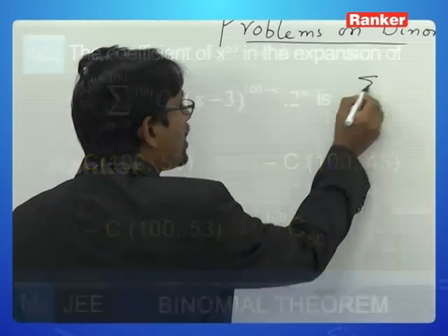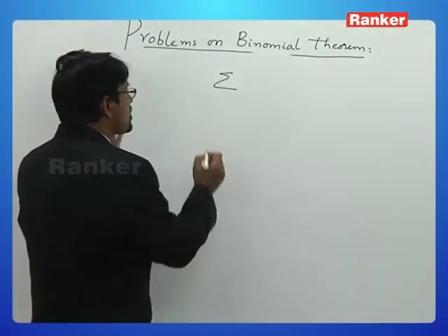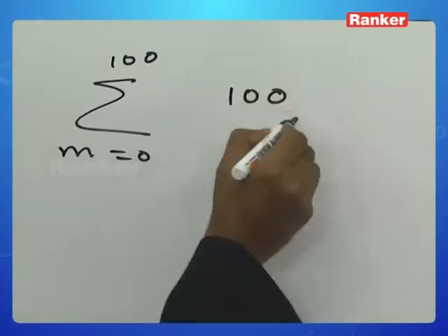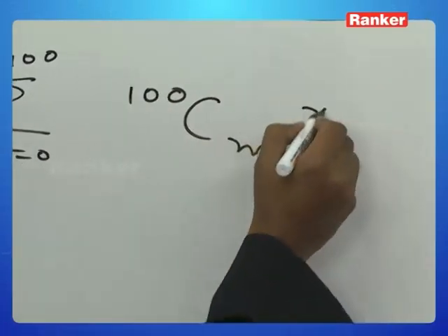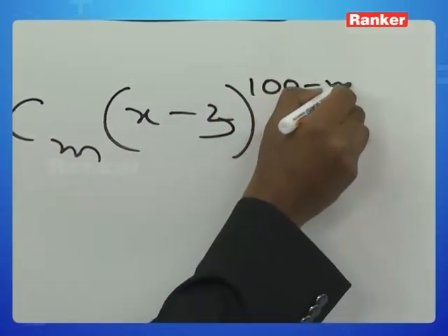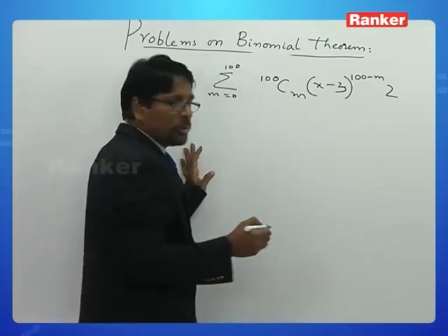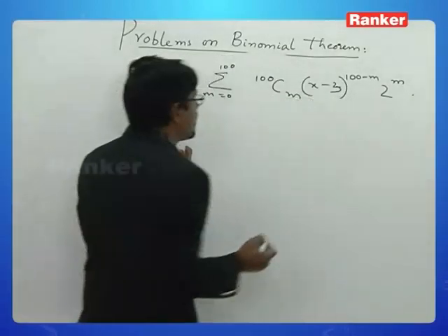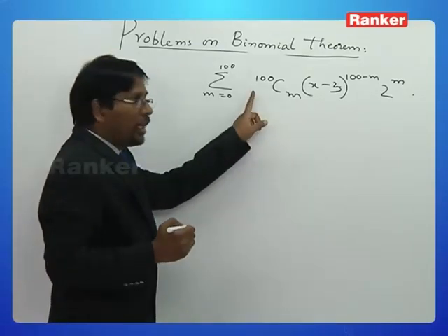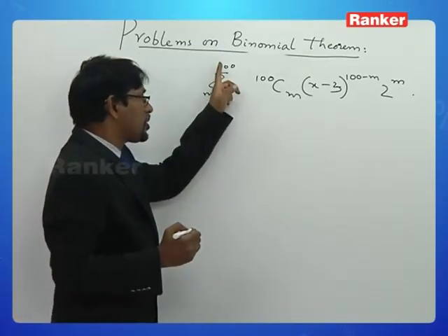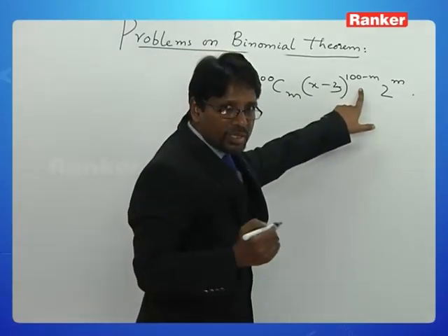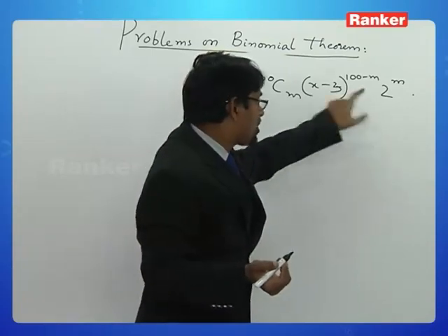Now, what are we given? The expansion that we are given is sigma m ranging from 0 to 100, 100Cm into (x minus 3) raised to the power 100 minus m into 2 raised to the power m. Now, if you observe carefully, this is in the form of nCr, sigma r ranging from 0 to n, x power n minus r into a power r. That is like a standard binomial expansion.